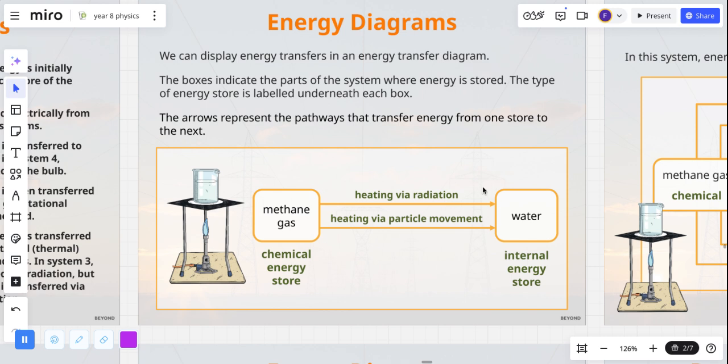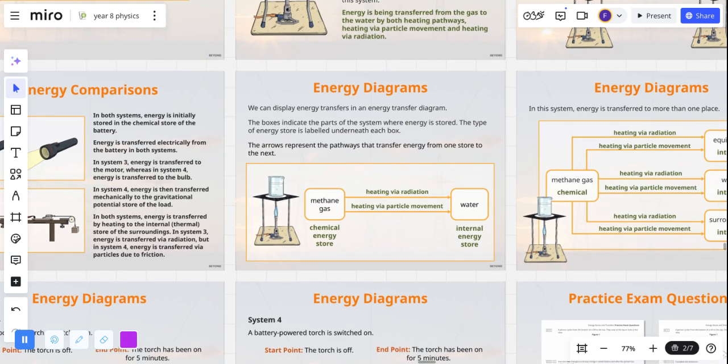This is the energy transfer pathway. It is heating, but by two different methods. One, particle. You're heating the air up really hot, and the air is moving up and heating up the beaker. The other is by radiation. It's giving off infrared radiation as well.